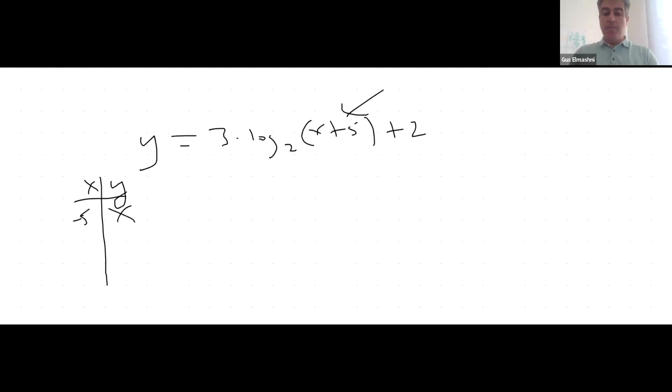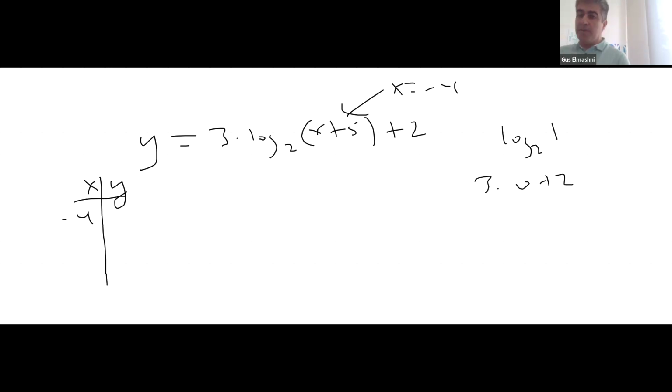But let's do -4. If x equals -4, what does the inside become? 1. What's log base 2 of 1? 0. So you have 3 times 0 plus 2. Altogether, that's going to be 2, right? So that's your first point, (-4, 2), which makes sense because we're going 2 up. Now I'm going to plug in another number for x.